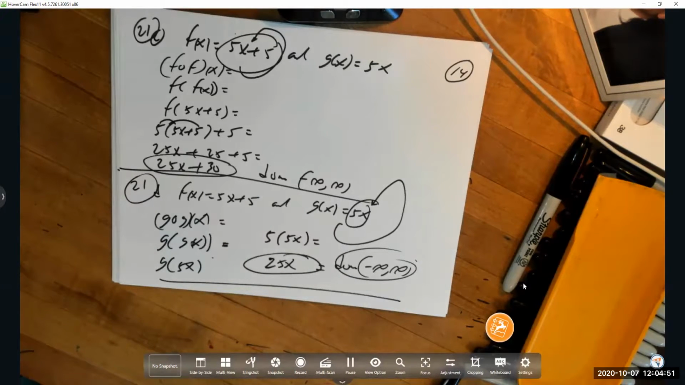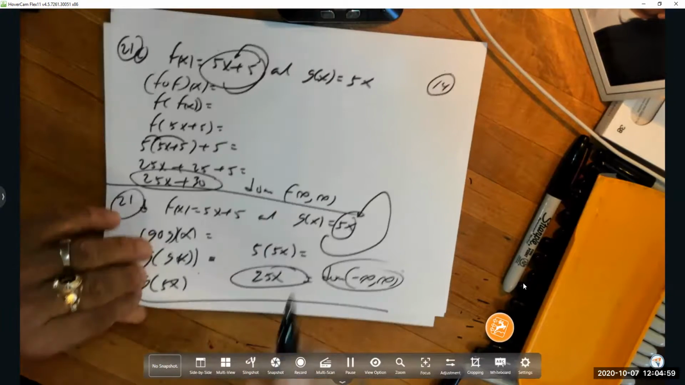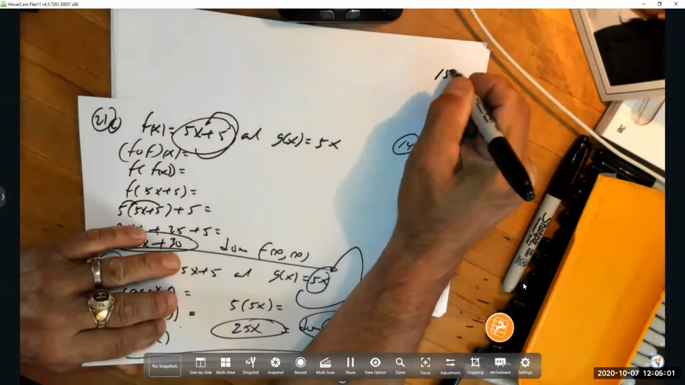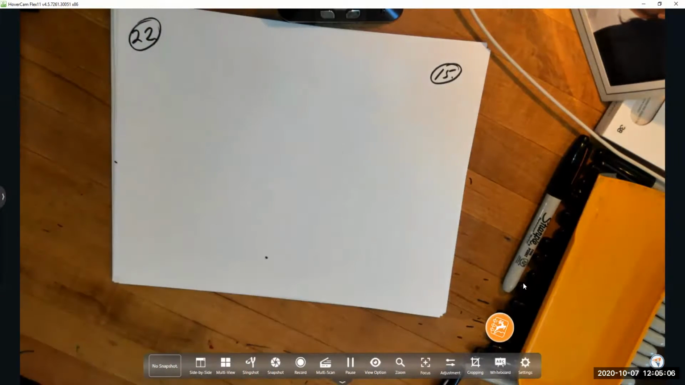I'm going to do 22 and stop on 22, okay? So 21 A, B, C, D is done. So let me do the next one. 22. Let's see how that goes.